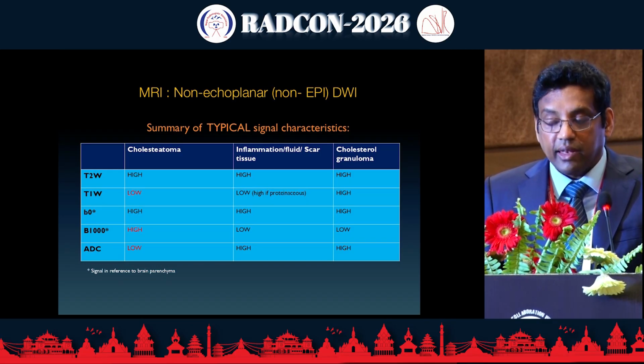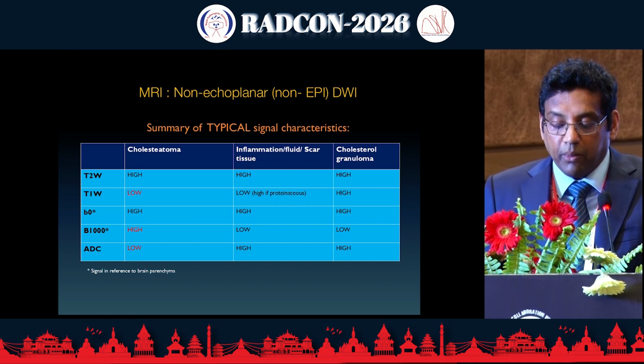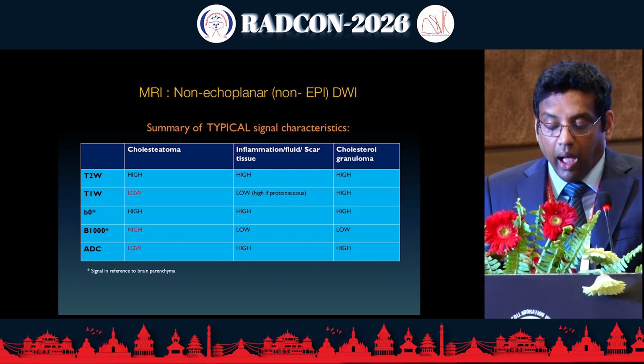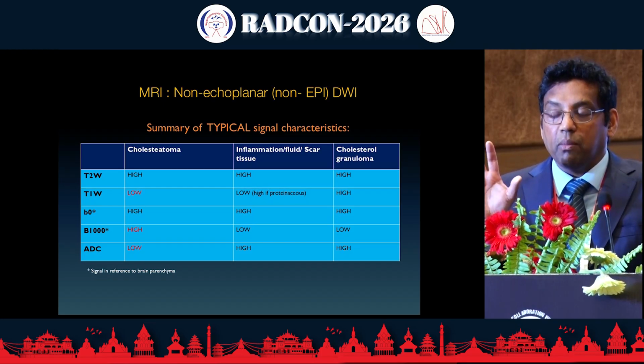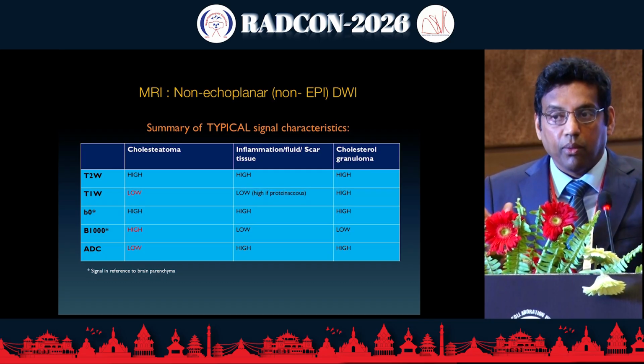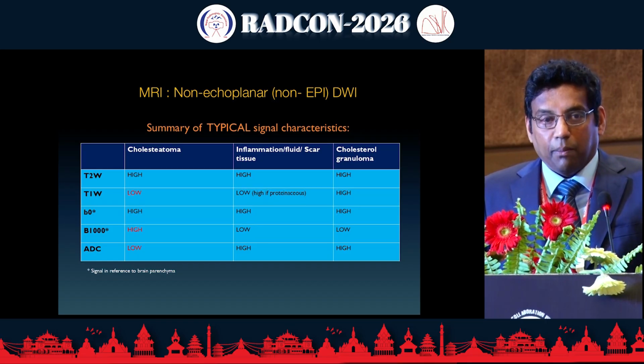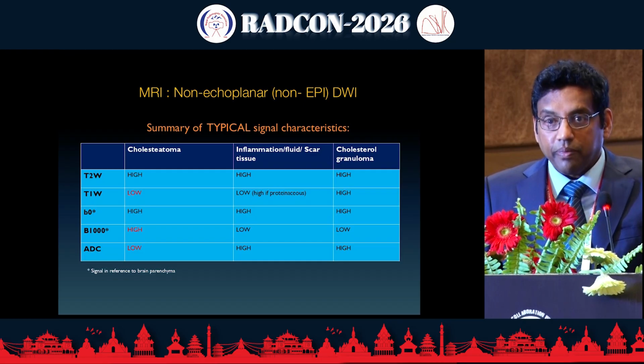So this is a nice table to summarize how to differentiate cholesteatoma from non-cholesteatoma. Typically cholesteatoma is below T1, high B1000, and low ADC. So this is a nice table for you to diagnose cholesteatoma from non-cholesteatoma. If you want to take a picture of this table, it's a good table to take a picture of.